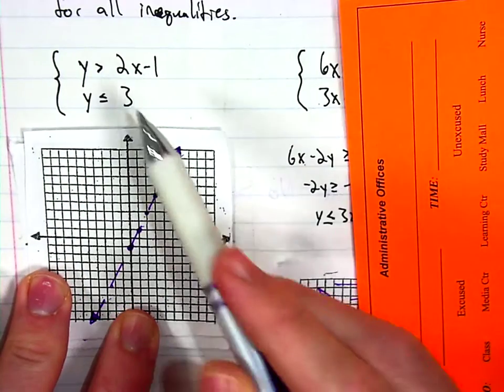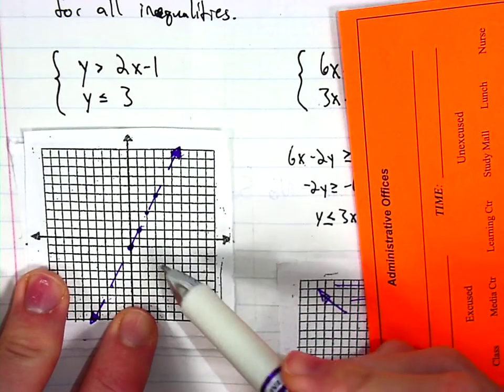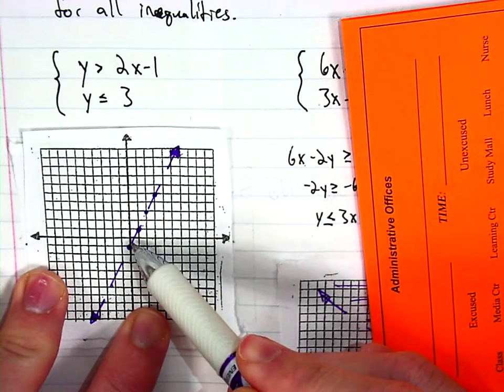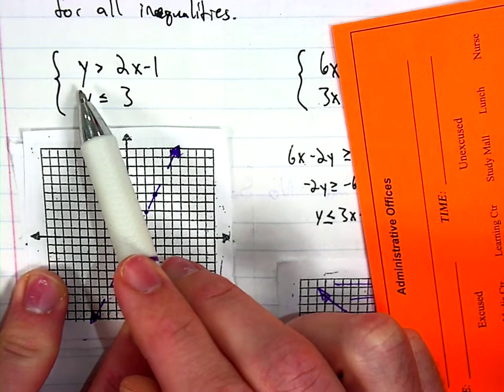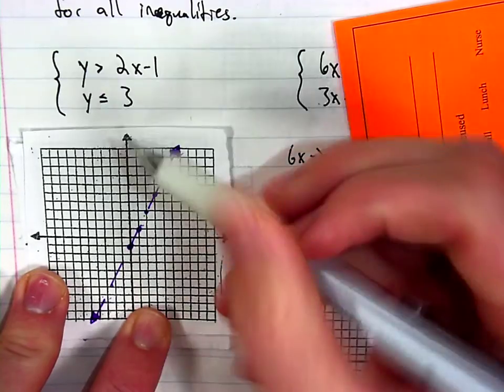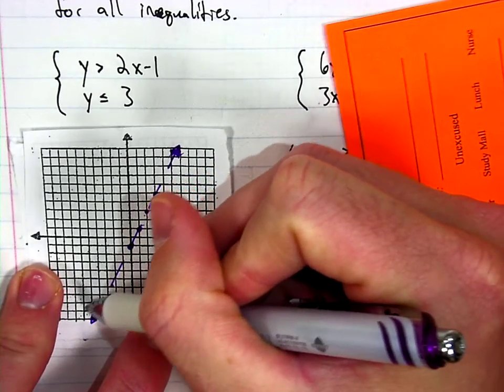And it's greater than, so we're going to shade above. If you're unsure, test a point. 0, 0 is not on the line, so we can test 0, 0. Is 0 greater than 0 minus 1, or 0 greater than negative 1? Yes, it is. So we're going to shade on this side of the line.